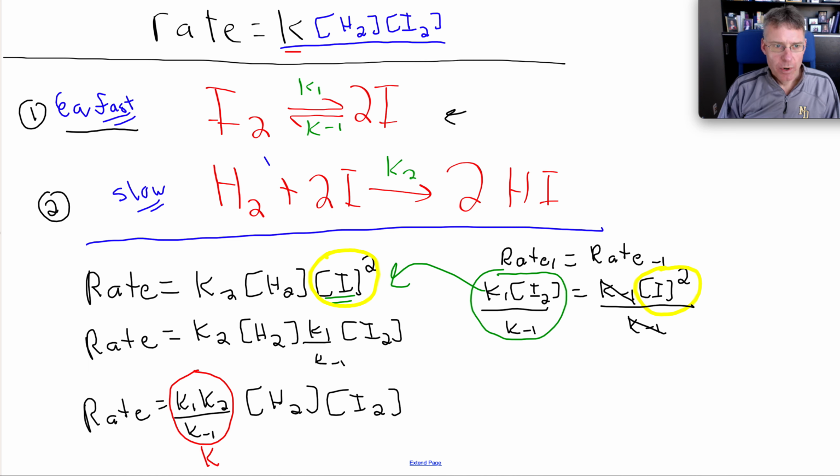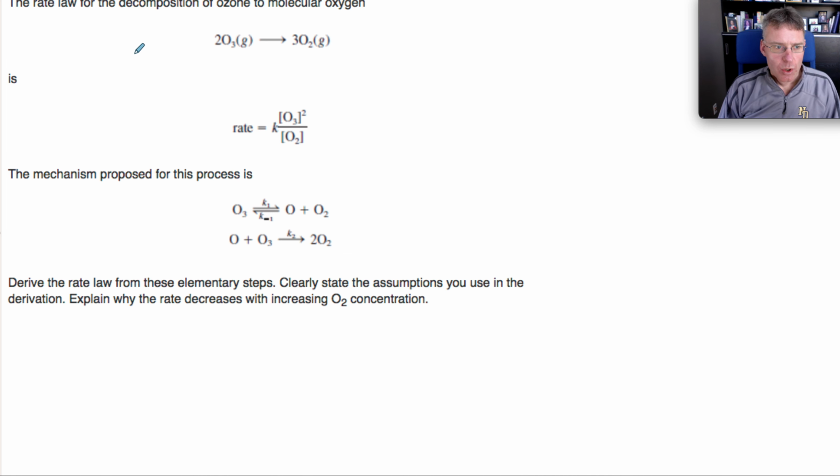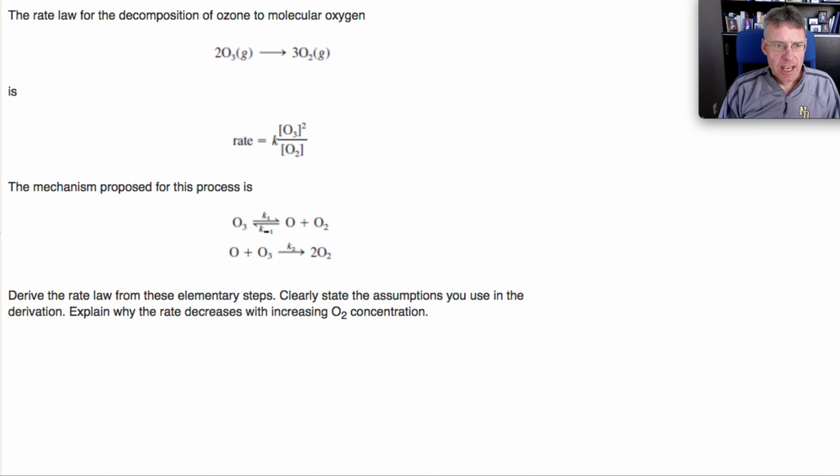So last is one problem for you to work on, and then I'll put up the answer shortly. So can you figure out the rate law? Now the answer is given. We have 2 ozone creating 3 diatomic molecular oxygen atoms. We're given the rate law, but can you figure it out?